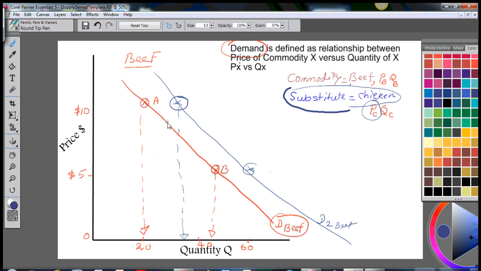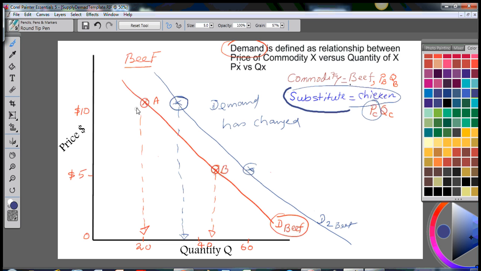So the question is, has the demand changed? In other words, has the relationship between price of beef and quantity of beef changed? And your answer is yes. The relationship is no longer the red line. The relationship is the blue line. The demand has changed, right? The demand in this case has changed.